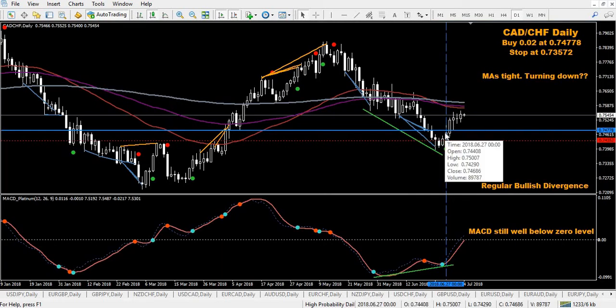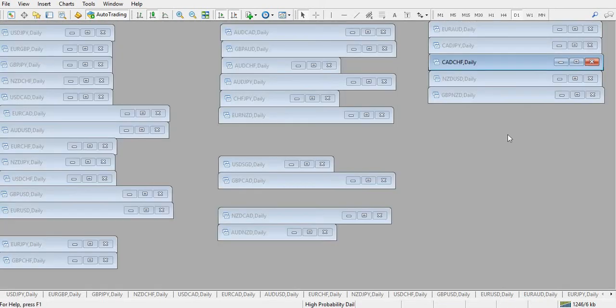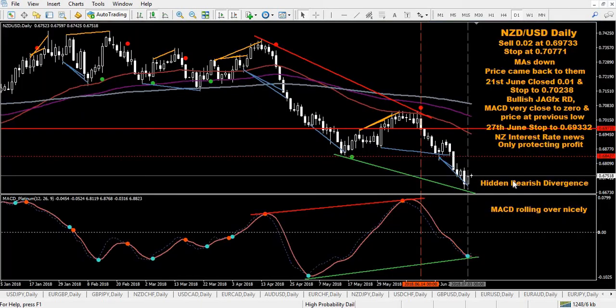So that's the CAD yen, and CAD Swissy is pretty much the same thing. In a buy down here, MACD is at the 0 level, getting close to these MAs, not exactly setting the world on fire. Closed half, stop to 74352. So same scenario. That's the CAD CHF.